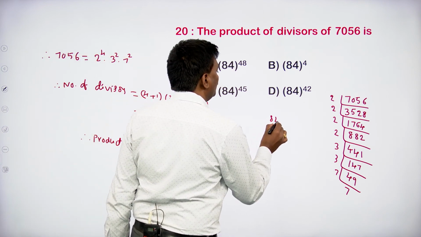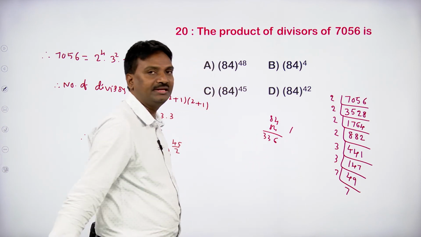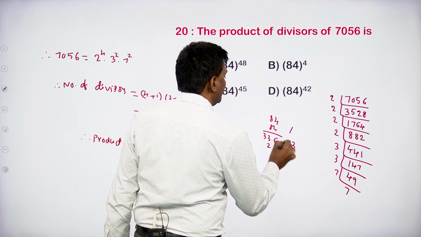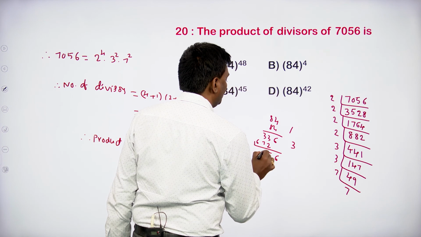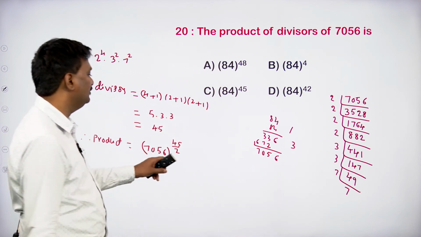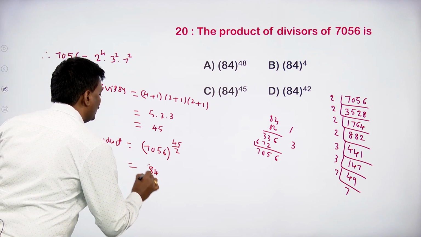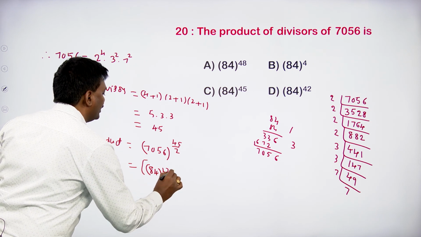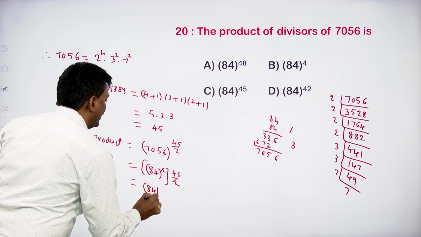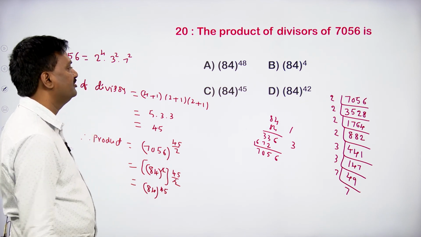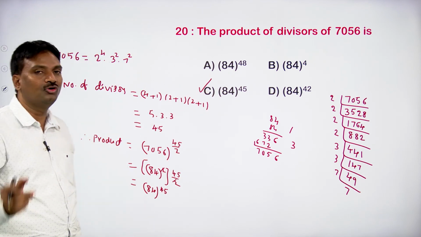So 84 into 84, 4 4s are 16, 4 8s are 32 plus 1, 33. Next 8 4s are 32, 8 8s are 64 plus 3, 67. 6 plus 3 is 10, 6 plus 1 is 7, 7056. So clearly we can write this as 84 whole square, 84 whole square whole power 45 by 2. The 2s get cancelled. So that is 84 power 45. So by observing the options, we have option C.